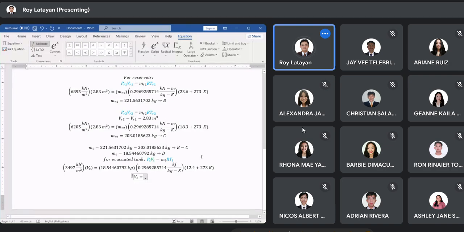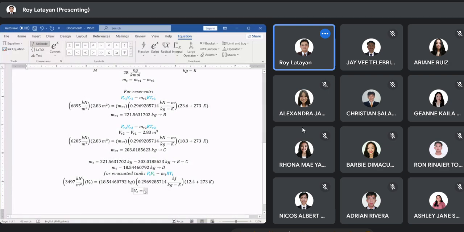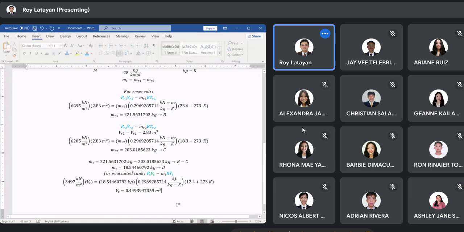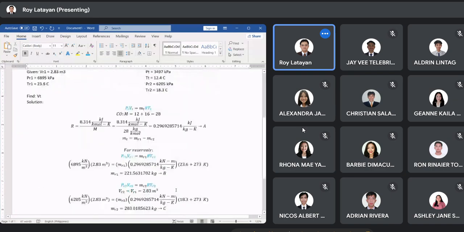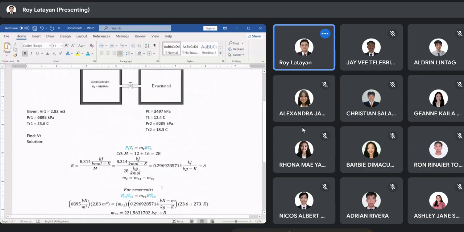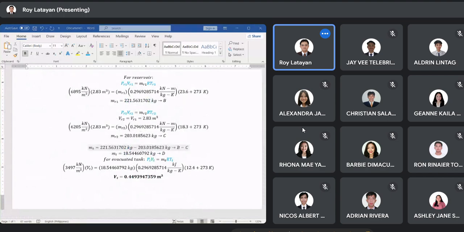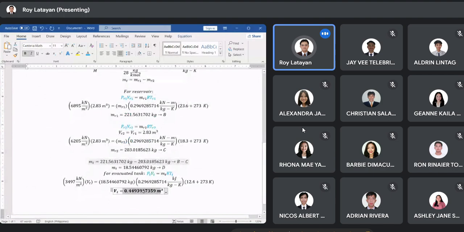So, meter cube. So, the final answer is 0.44939 meter cube. So, yan na yung final answer natin.